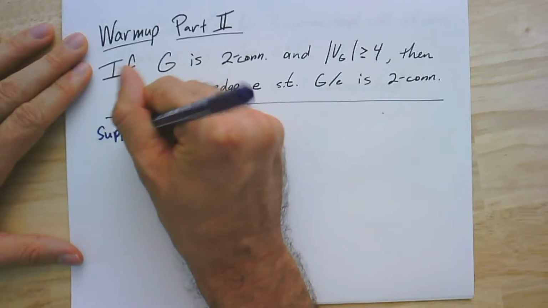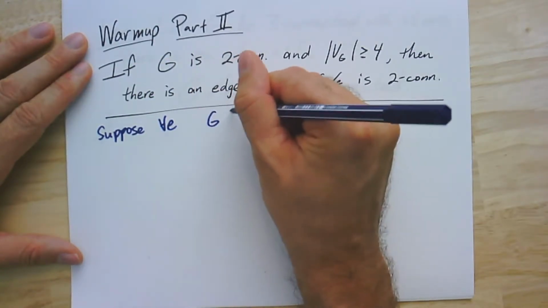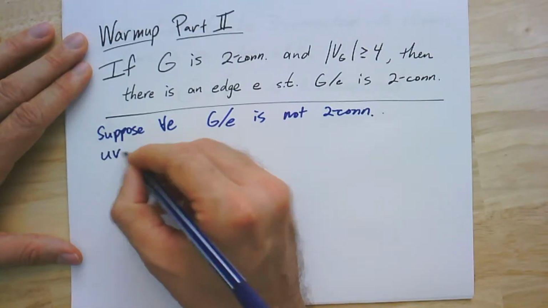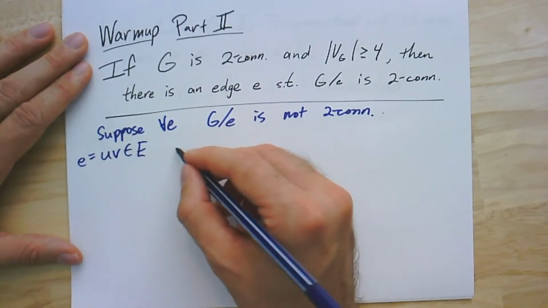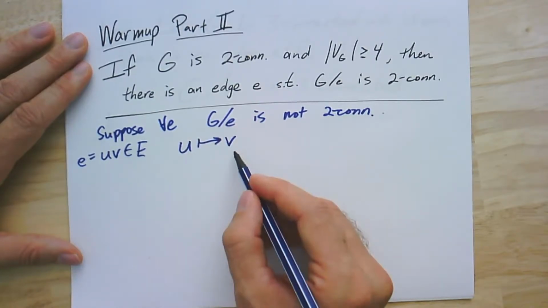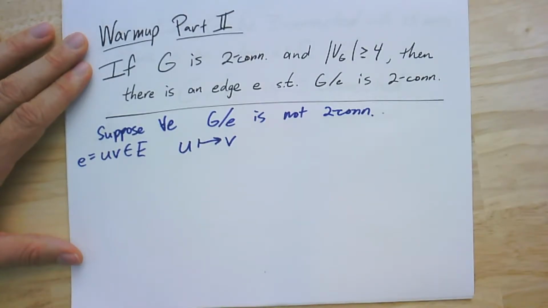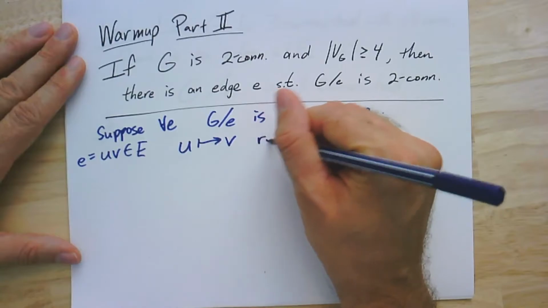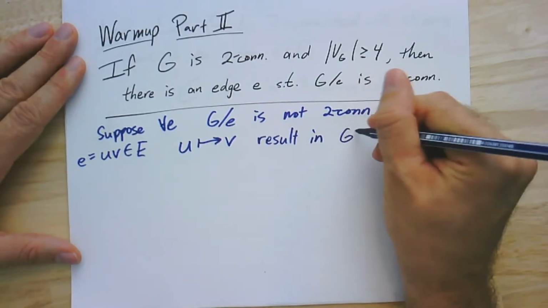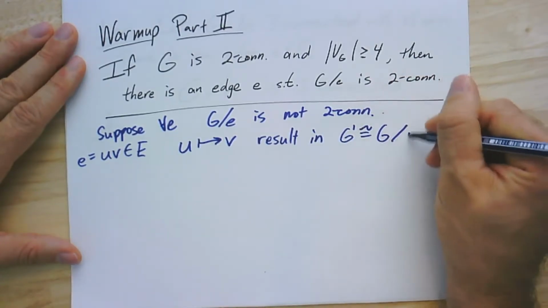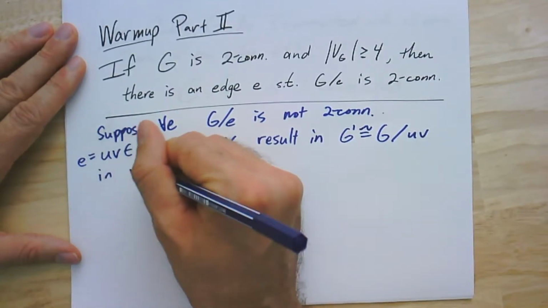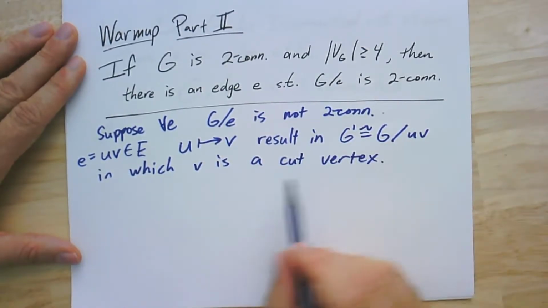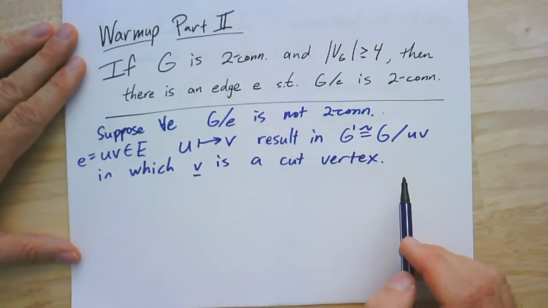So let's just take a look at that. Suppose for all E, G mod E is not two connected. Then let's call this edge contraction, let's say the edge was UV, and we take the contraction which just maps U to V. So I'll write my contractions this way so we can understand it as a map. This is a map on the vertices that maps every vertex to itself except for U, which gets mapped to V. And so that's going to be our edge contraction, and that will result in some graph. I can call it G prime, which is G mod UV, in which V is a cut vertex. This just gives me a way of knowing the name of the vertex that's going to be the cut vertex after I did the contraction.